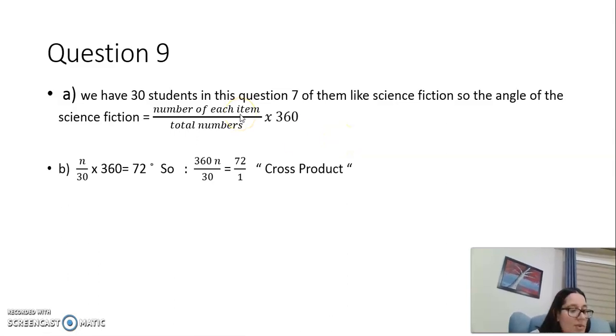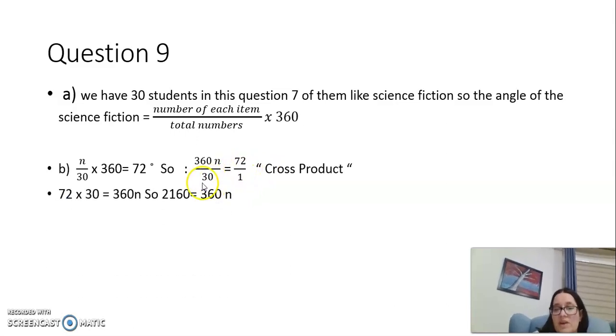B, I want to know how many students like mystery. I know that the angle of mystery is 72. So n divided by 30 times 360 equals 72. So 360n divided by 30 equals 72. Cross product: 72 times 30 equals 360n. So 2160 equals 360n. So n equals 2160 divided by 360, which is 6.